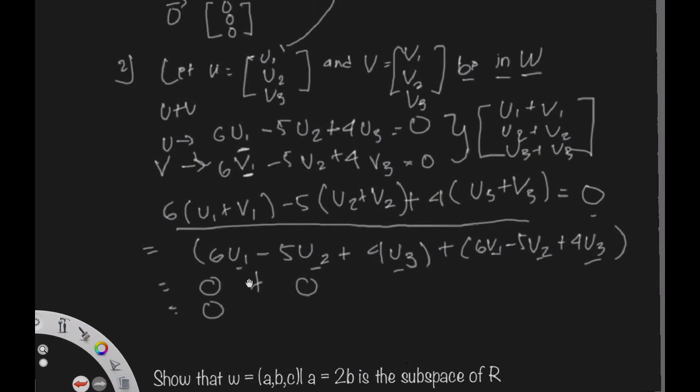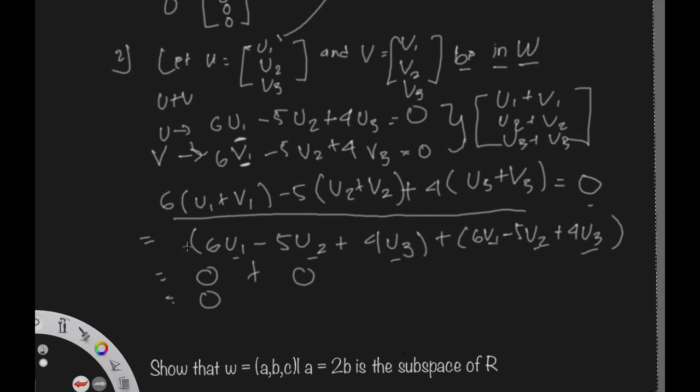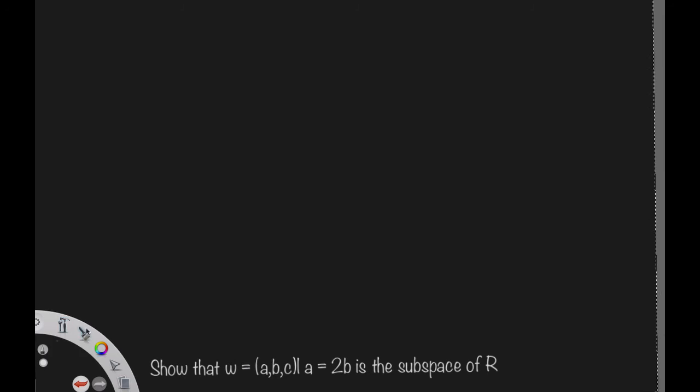For the third property, so you can tell this one. For the second property, the third one property, it is the scalar multiplication. Scalar multiplication closely. So this number 3, you can say that let u be u1, u2, u3.